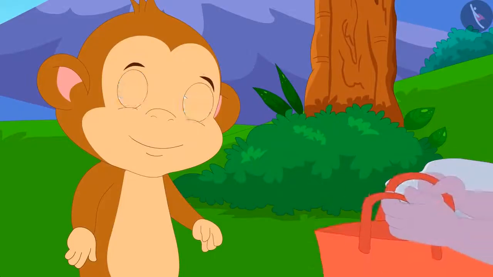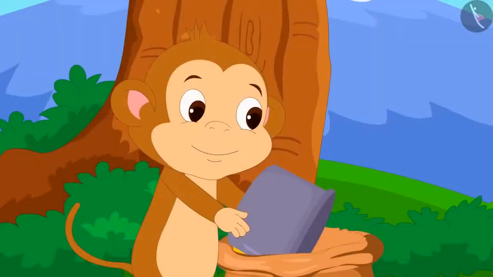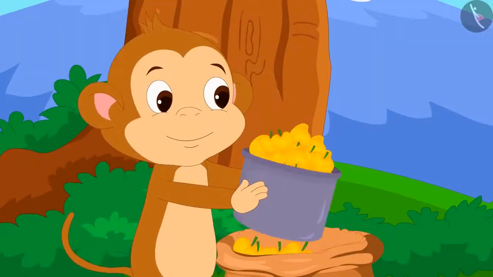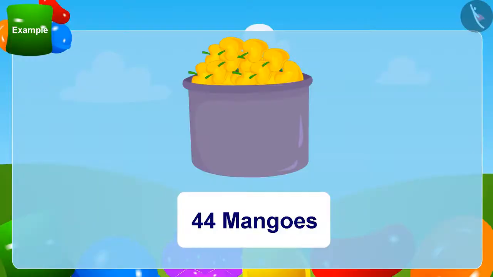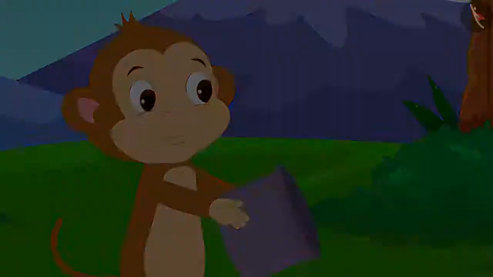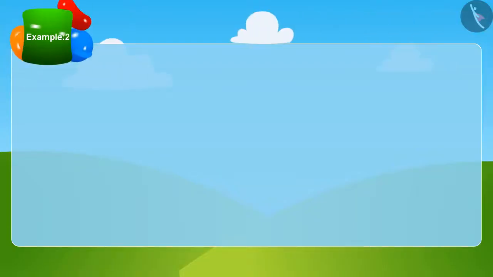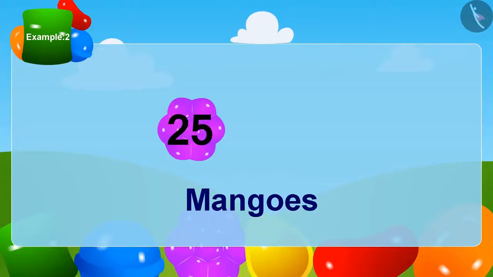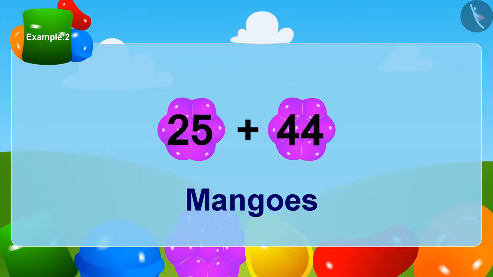Now, Appu put his bag forward. Babban once again put the box in his large bag and filled it with some mangoes. This time a total of 44 mangoes were in Babban's box. He put these mangoes in Appu's bag. Let's see how many mangoes Appu has got. Appu first got 25 mangoes. Now he has 44 more mangoes. How many mangoes does Appu have now?